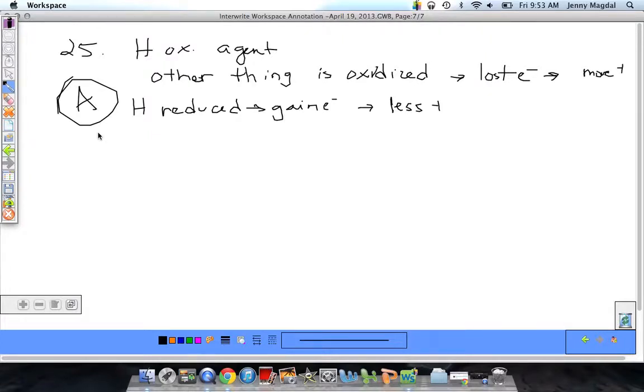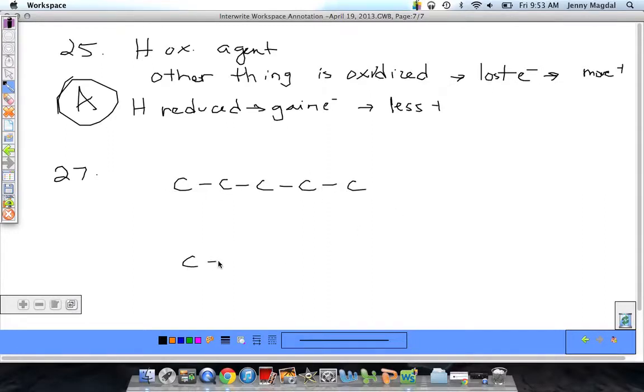Okay, 26, B is the correct answer. 27, we're looking for structural isomers of C5H12, hexane. So we could have it 3, 4, 5. We could have it like that.